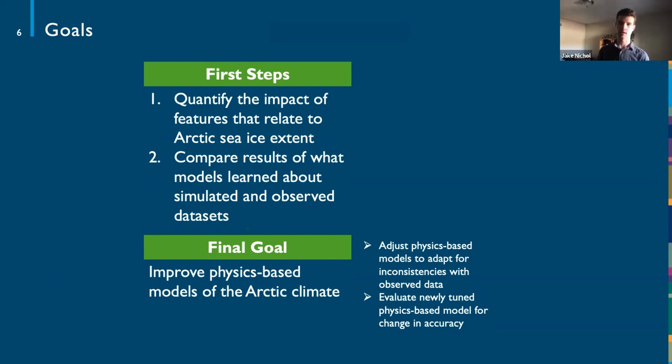where the differences lie. The nice thing about machine learning is that it can learn these nonlinear dynamics in data. It can take a holistic picture of a full data set and evaluate all the interdependencies. And so our final goal, eventually, we'd like to improve physics-based models of the Arctic climate by learning from our results in this work, tuning the models differently, and see if they improve and see how it shifts the machine learning model's output after the tuning as well.